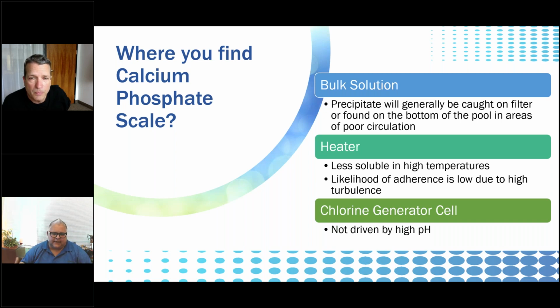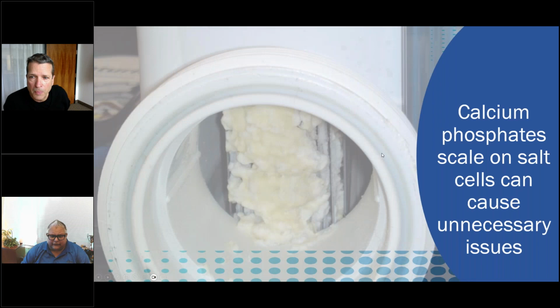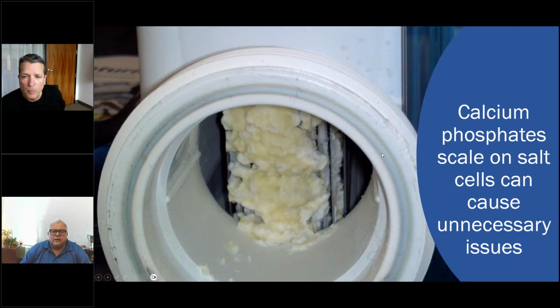And then ultimately, you're going to end up with that white flaky mess that will come right out of the return jet, fall to the bottom of the pool and lay there. You can vacuum it up, but ultimately it's just going to keep forming. So I say if you have the snowflakes, you need to do a phosphate removal treatment to stop that from happening. Now, in some situations, calcium phosphate scale can actually contribute to the scaling of a cell.